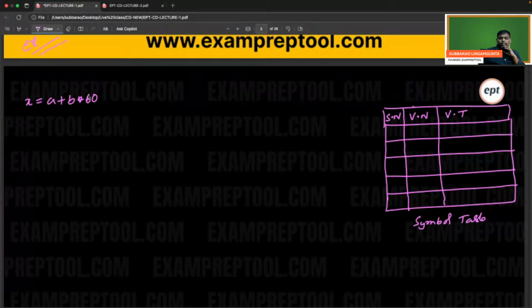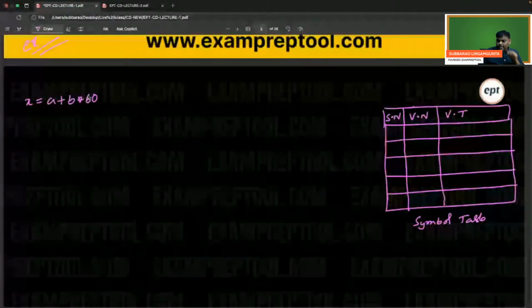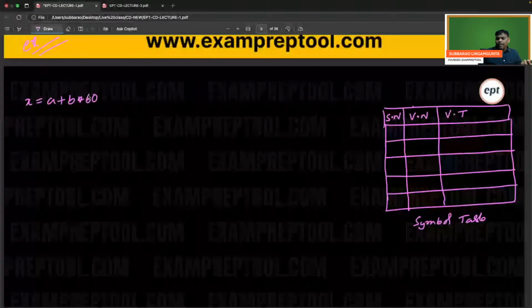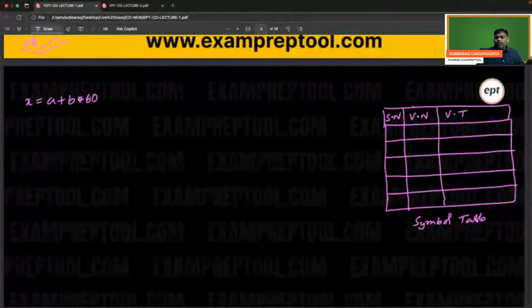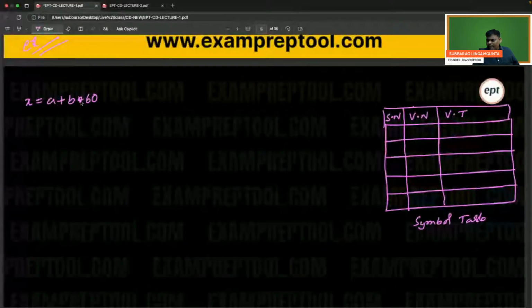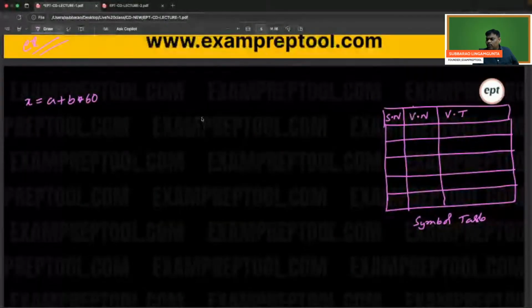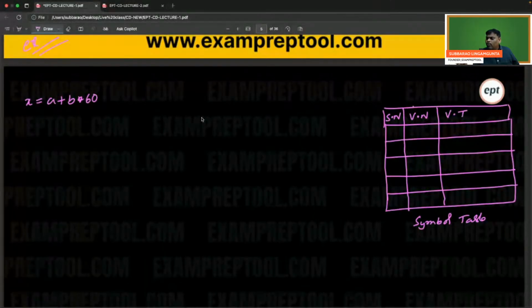X is equal to A plus B star 60. How is the total compilation going to happen? I will explain. You will get many doubts, trust me. You have a right to ask all doubts. If there is even one single doubt, ask in the comment section. While explaining this story, many people will ask many questions. I am going to give an answer for everyone, so please type in the comment section what doubts you are getting. I am going to help with every doubt.